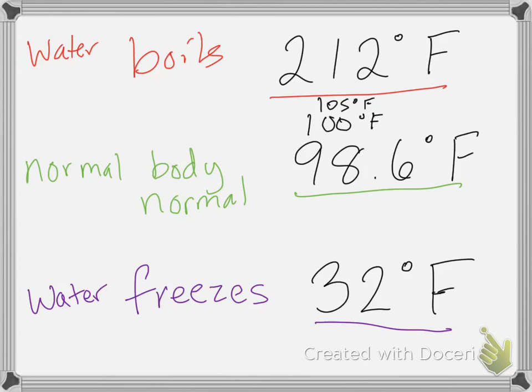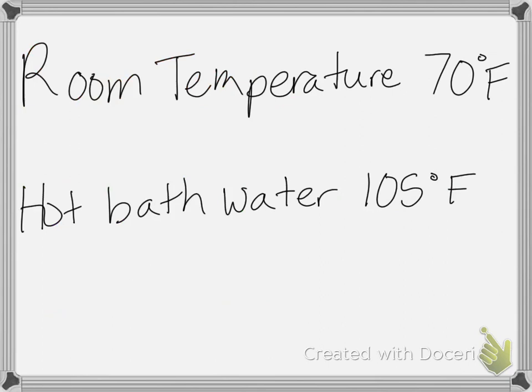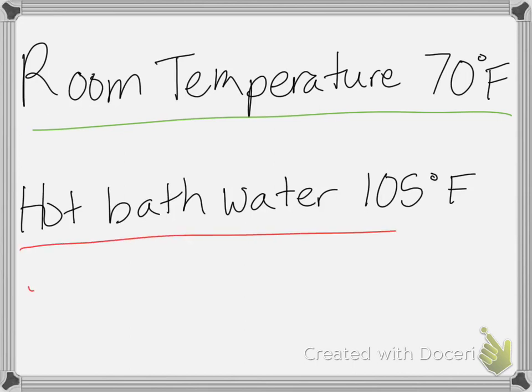Okay. All right. The other types of temperatures: room temperature is around 70 degrees Fahrenheit to be comfortable. And if you take a bath, a hot bath water is about 105 degrees Fahrenheit. And you don't want to get too much hotter than that, because you could end up burning yourself by accident.